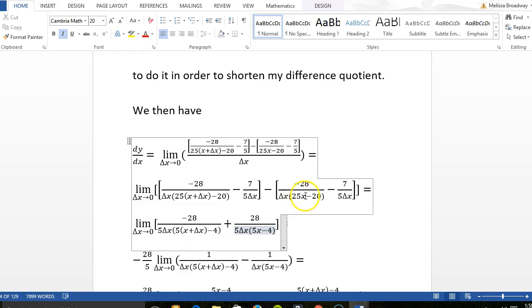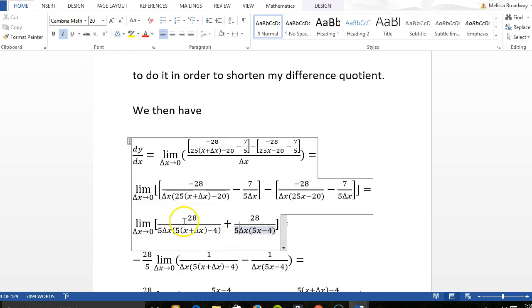Because what I did, you see that 25x minus 20? I factor out 5 and I get 5x minus 4. My bad. I had a brain meltdown there. See, that was 25x minus 20 up here. Now it's 5x minus 4 because I factored out that 5 there. So yeah, that 5 does belong. My bad. Okay, and so I reinserted it there.